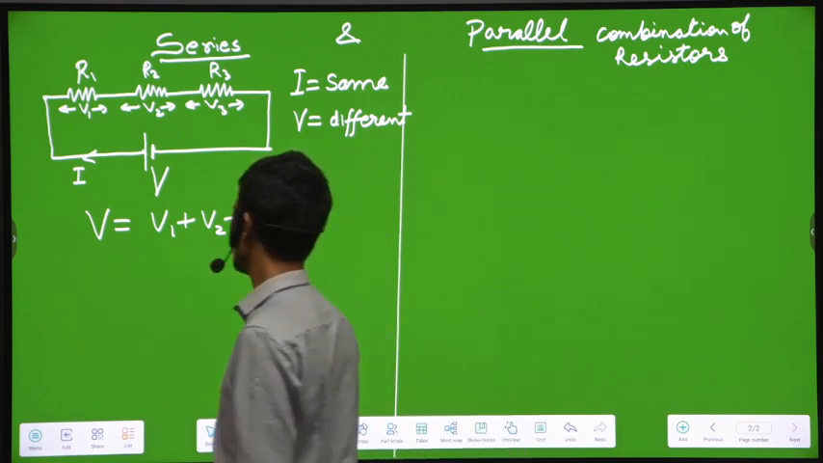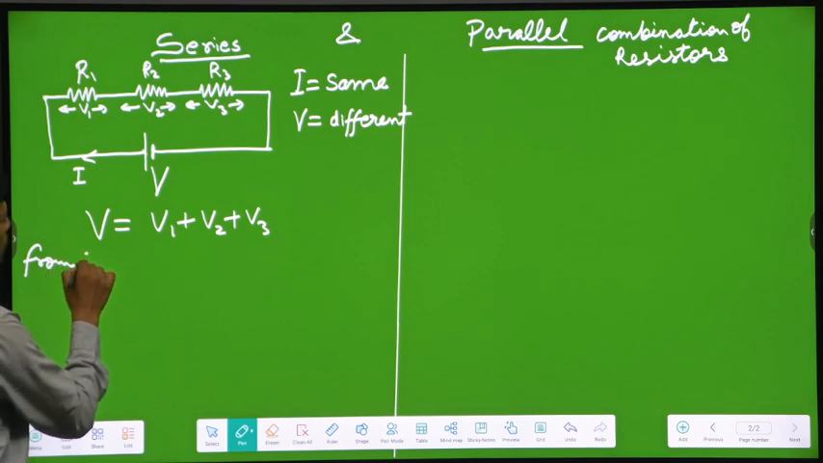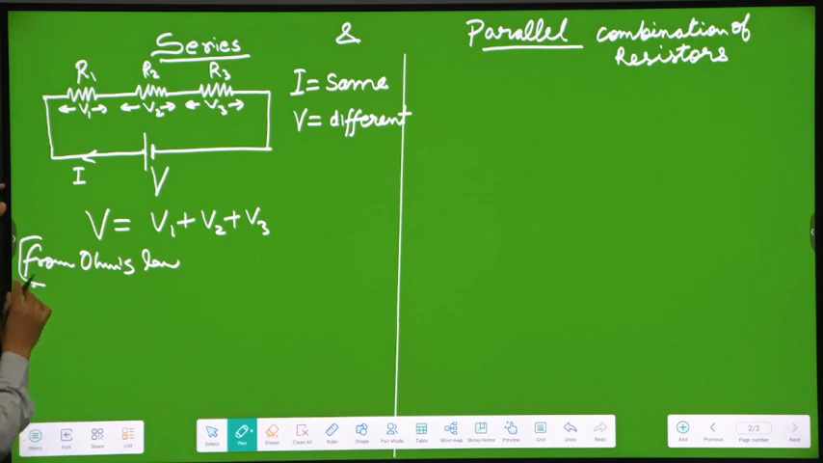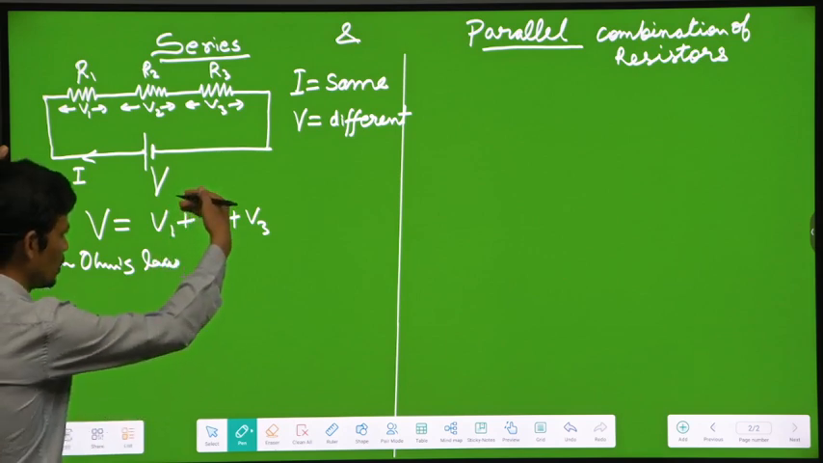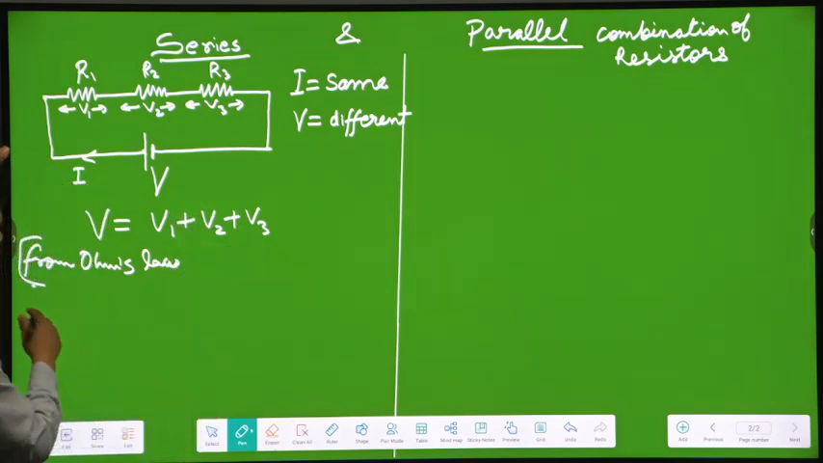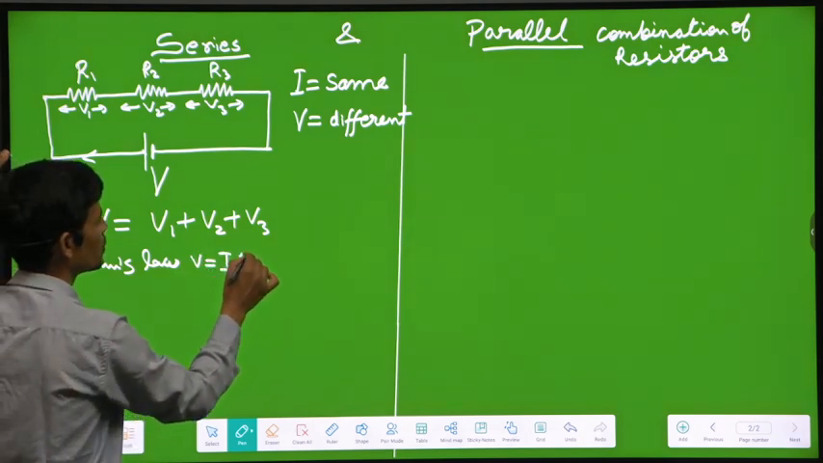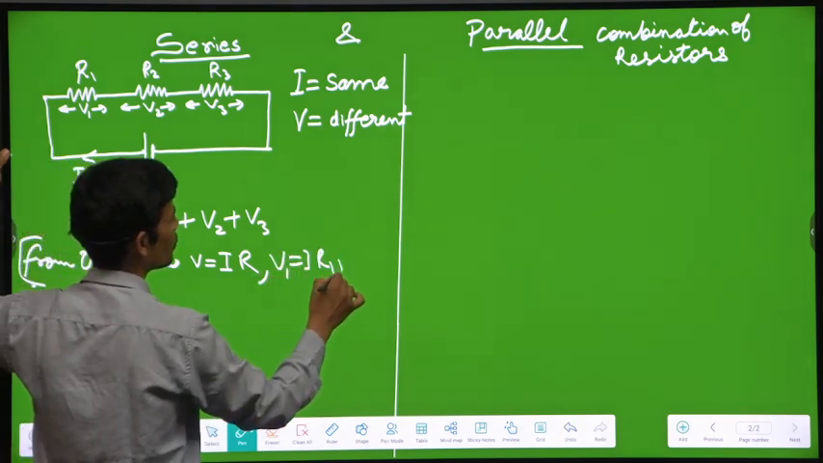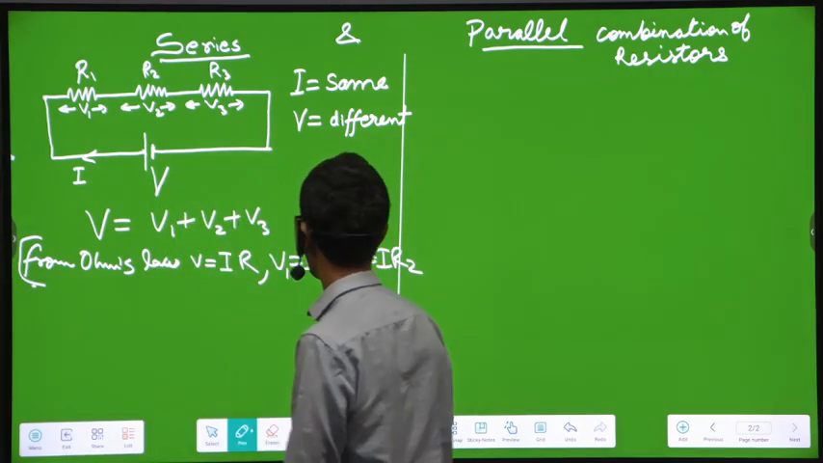Now we know that from Ohm's law. Okay, this is just the side note. You have to put it in the exam. You have to write it down, but it is not in the main derivation part. It is just the explanation. From Ohm's law, V equal to IR. So V1 equal to IR1, V2 equal to IR2, and V3 equal to IR3.